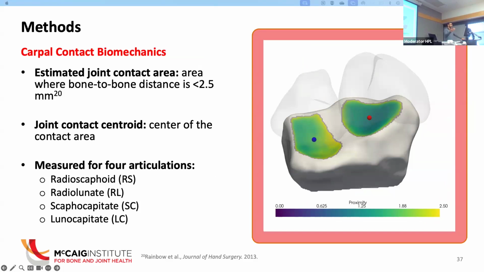So it's definitely a surrogate measurement. It's not like a cadaveric study where we can get actual contact area, but it is kind of the best approach for an in vivo technique here.